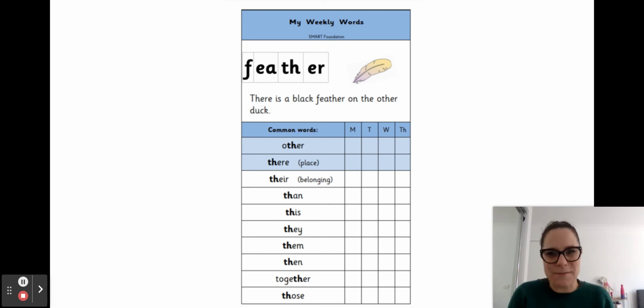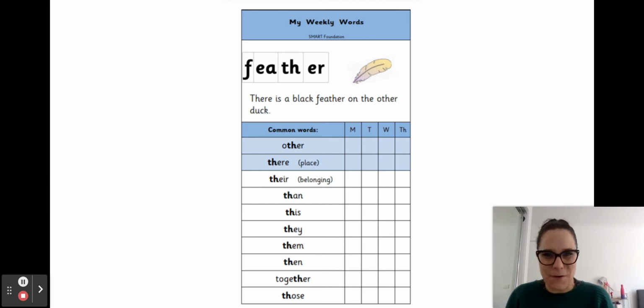The sentence of the week this week is, there is a black feather on the other duck. Great. We're going to look through some of the common words now. I'm going to say the common words and I want you to repeat them after me. But for other and there, the first two common words, I'm going to give you a definition.